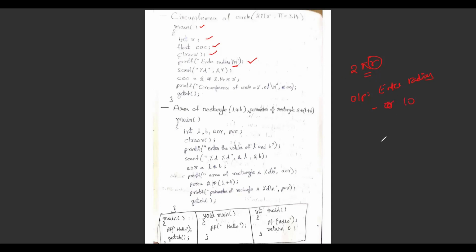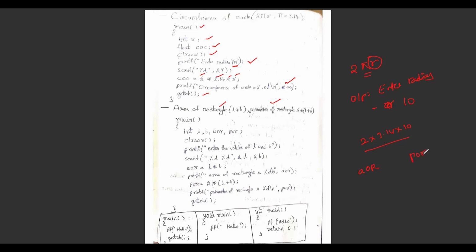So COC equals, the formula you have done, 2 into 3.14 into 10, 2 pi r, that is 2 into pi into r. So that answer, whatever you get, will be printed onto the screen. That's the end of your program. In the same way, you're going to have area of rectangle and perimeter of rectangle. Area of rectangle is AOR, you can take.